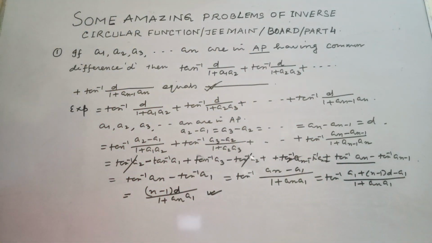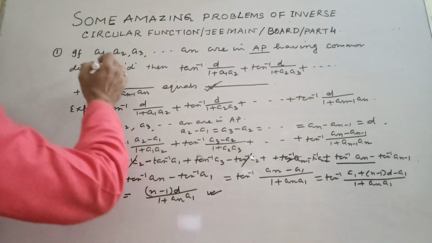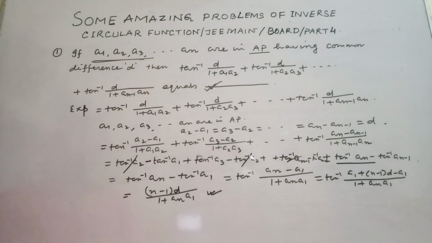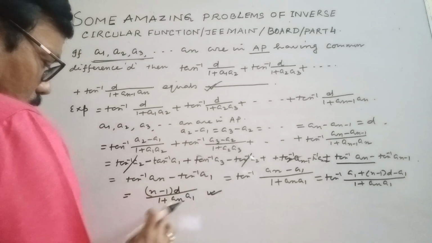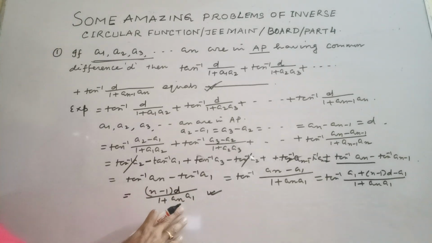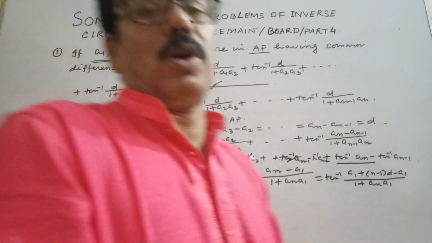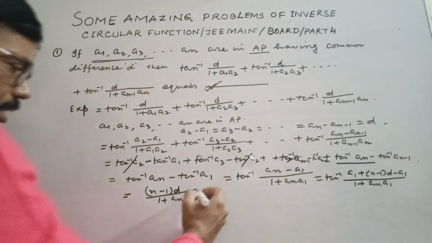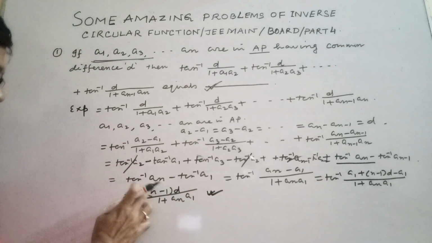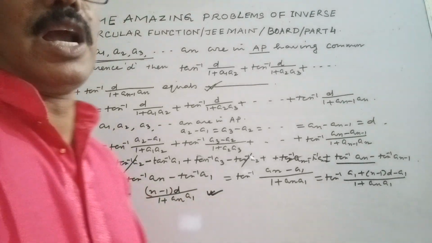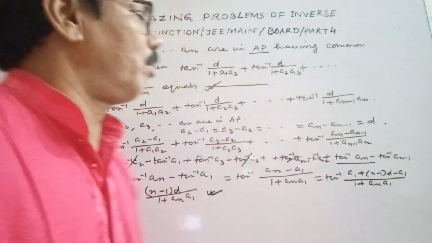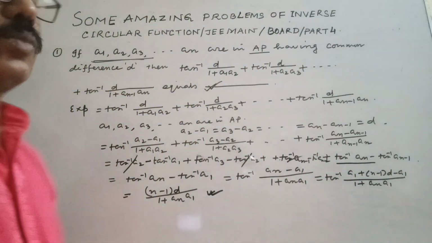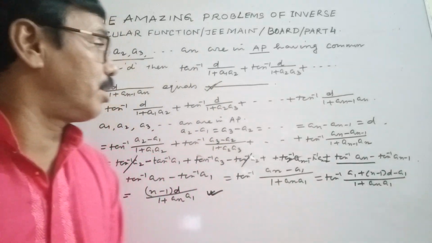Now, if there are 3 terms A1, A2, A3, then put n equals 3. What will be the value? 2D by (1 plus A1 A3). So this is a problem of WBJEE for 3 terms, and it is general. You can put a suitable value of n and you get different problems. So this is a most important problem.